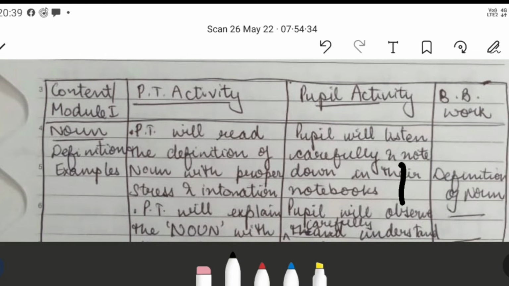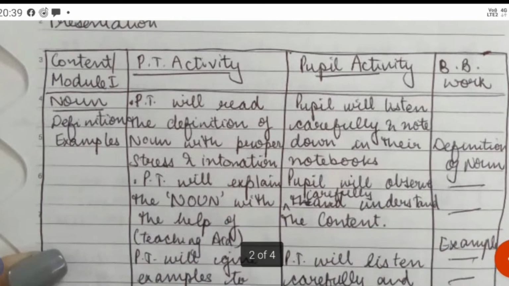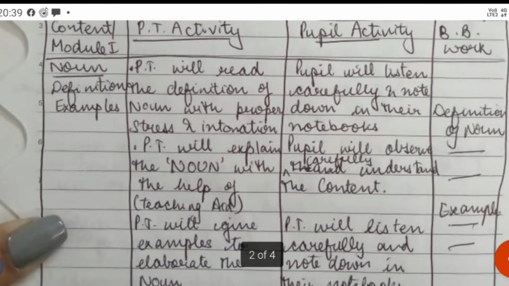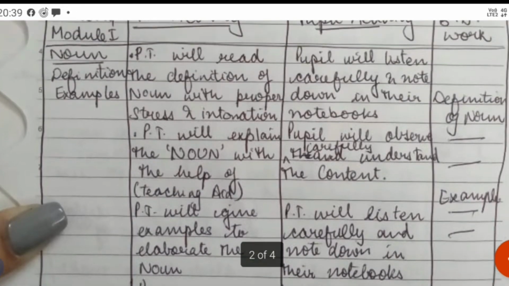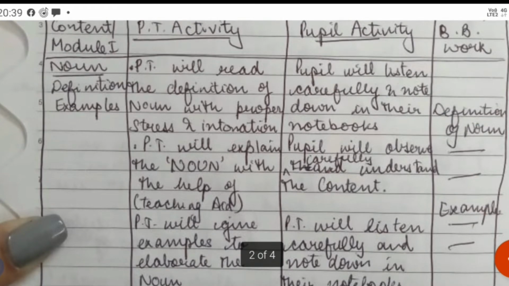PT will read the definition of the noun with proper stress and intonation. Now that is very important. If you are a teacher, then you should know how to stress, how to pronounce a particular word, right? So the teacher will, because the student is going to imitate you, right? So this is the way how you are going to write your thing. PT will read the definition of the noun with proper stress and intonation.